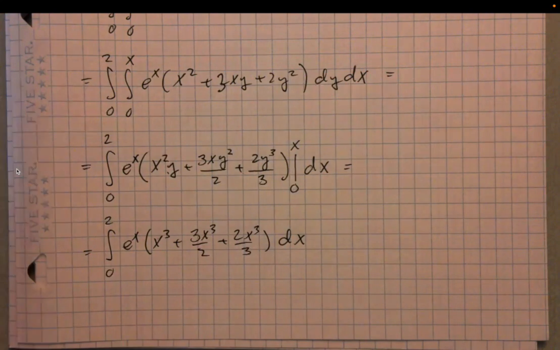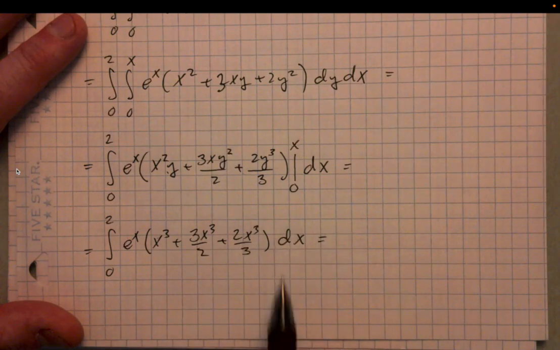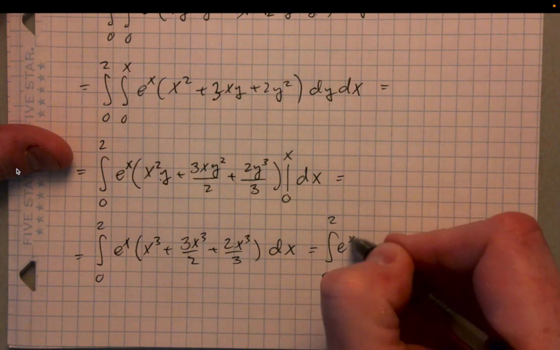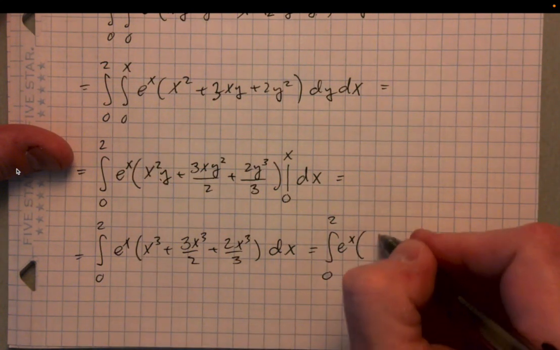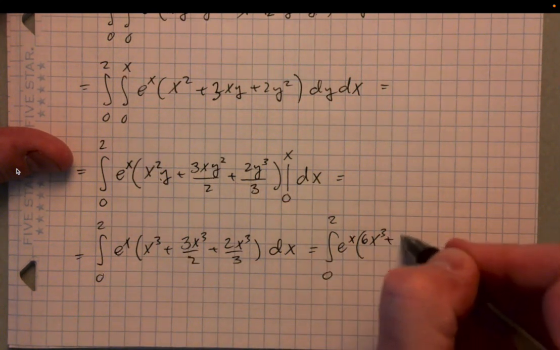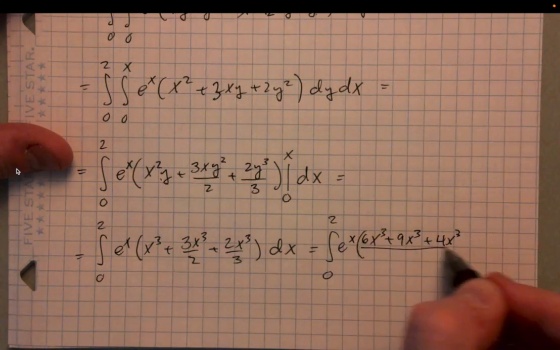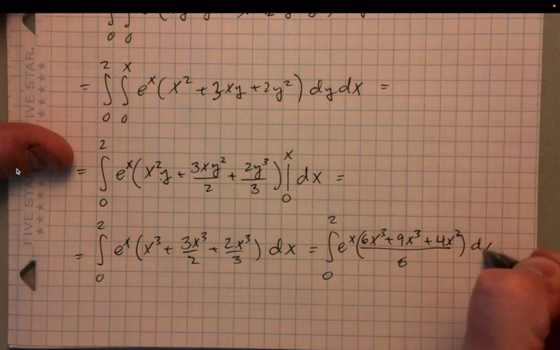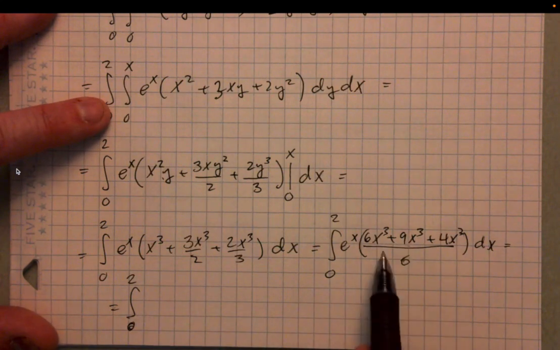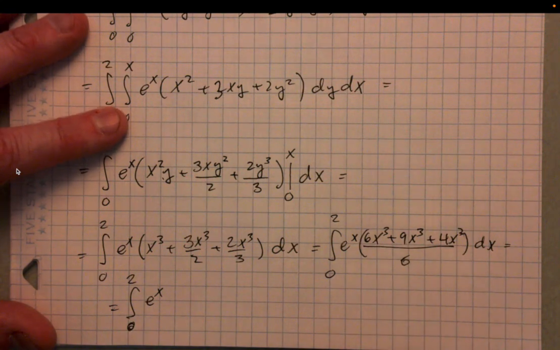And, well, we can clean this all up. These can all be combined. They are like terms. They just need to have the coefficients sorted out. And so when we do that, what would we do? We'd say e to the x, and then this is going to be 6x cubed plus 9x cubed plus 4x cubed. Right, just getting the common denominator of 6 there. And so we would have 0 to 2, and then it's e to the x times, what is that, 19x cubed over 6.